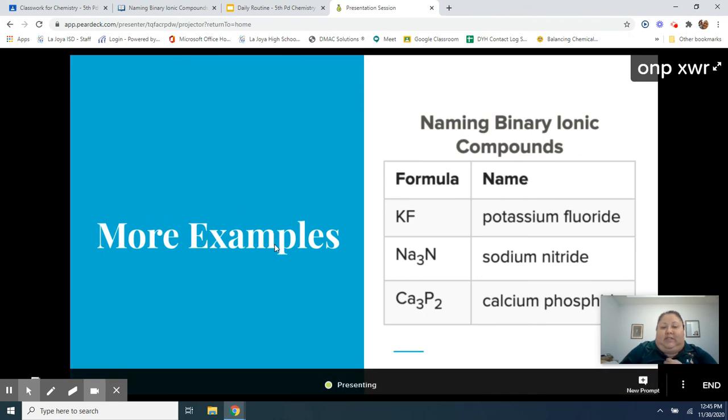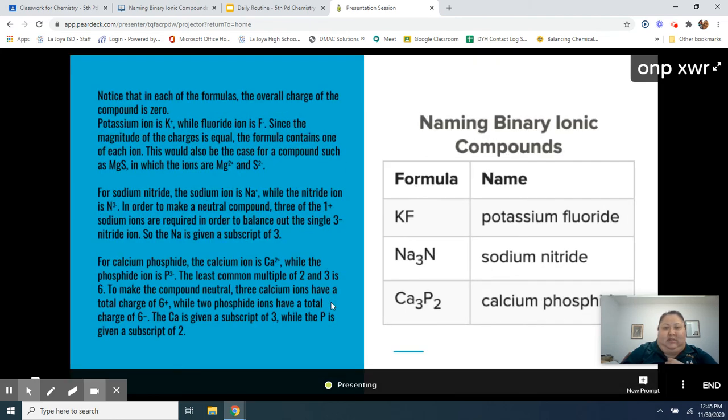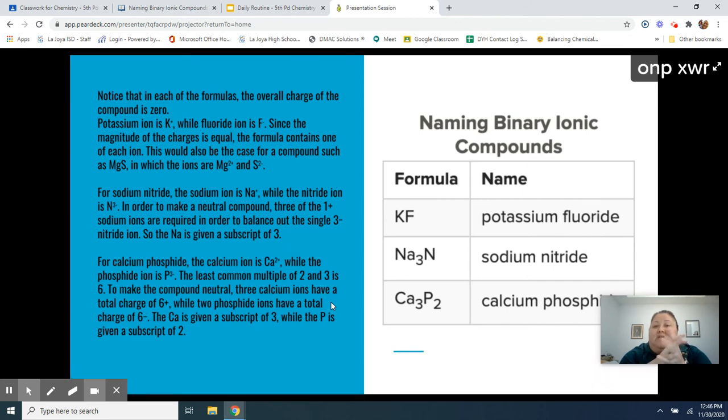Here you have some more examples. KF, potassium fluoride. Na3N is sodium nitride. Ca3P2 is calcium phosphide. Excellent. All right, now they're going to go into some of the information for tomorrow, okay? And I'm just going to read it. I'm not going to talk about it because I don't want to confuse you, okay? So I'm just going to read it real quick.